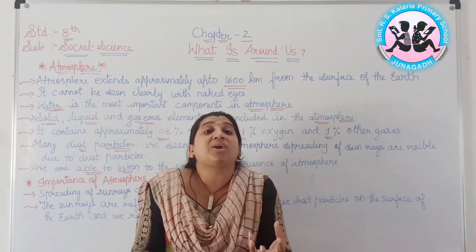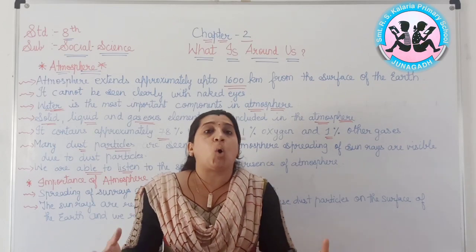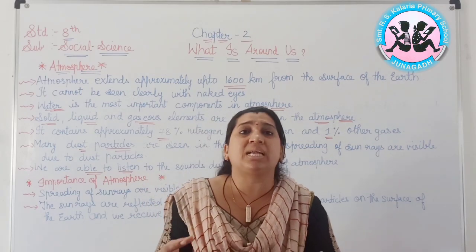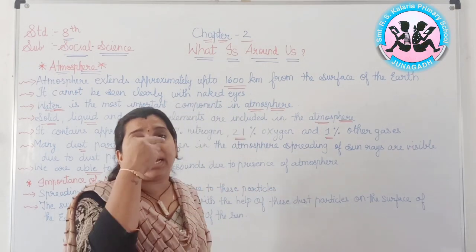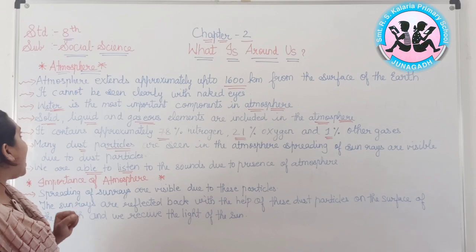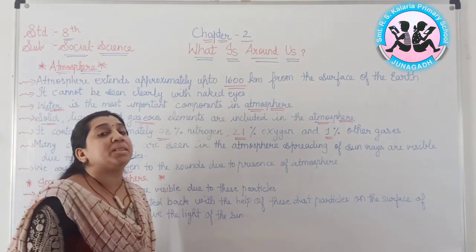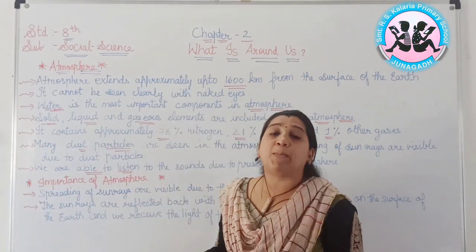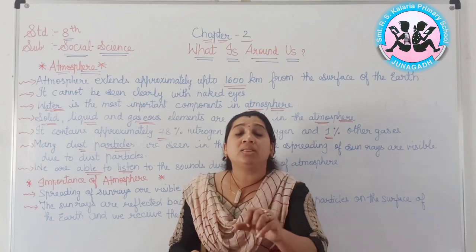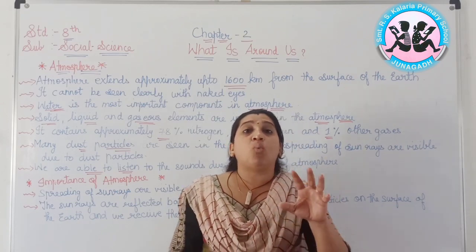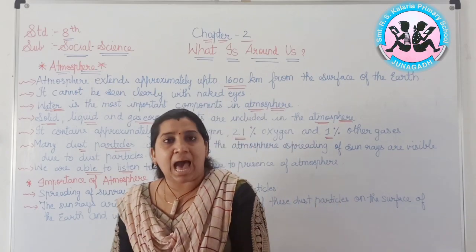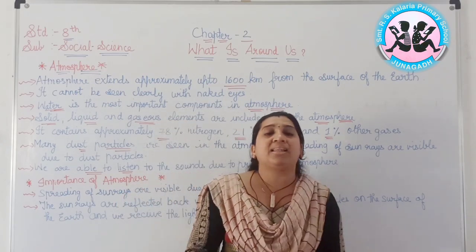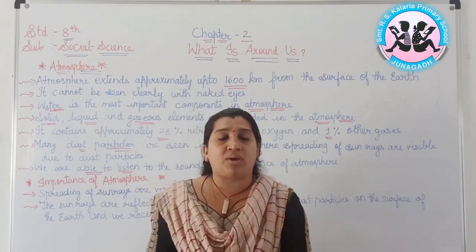We always feel the atmosphere, the cold waves, the hot waves. That is the particular part of the environment which we can feel but cannot see with our naked eyes. Now water is considered to be the most important component in the atmosphere. The reason behind that is that water gets converted into three forms: solid, that is ice; liquid, that is water; and gaseous, that is the water vapor form.